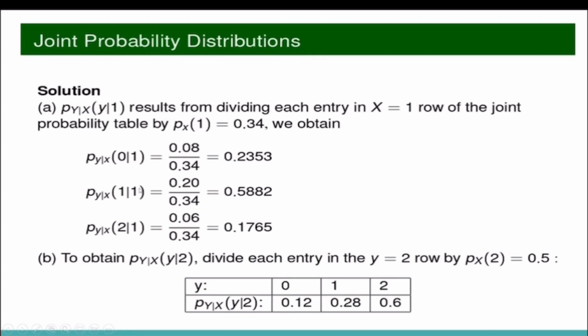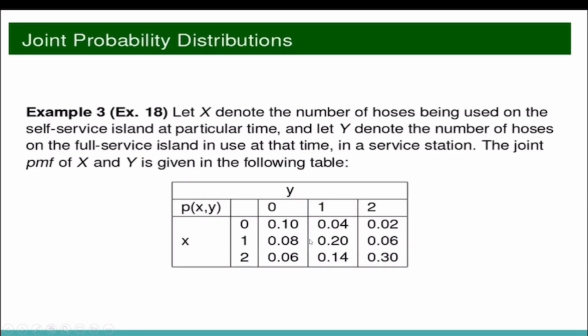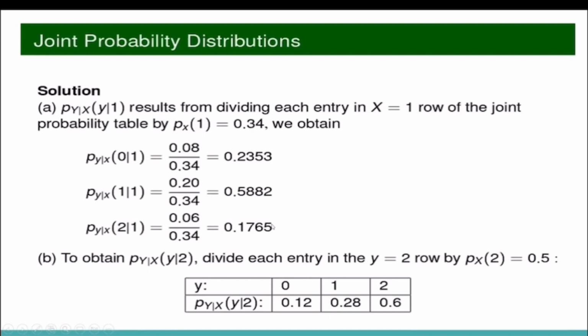Now, if you want to do it for the one-on-one, so 0.20 divided by the totality, then 0.06 divided by the totality. That is exactly what you have here. So that is how to get the PMF for that.